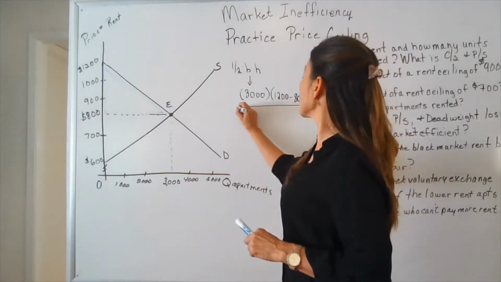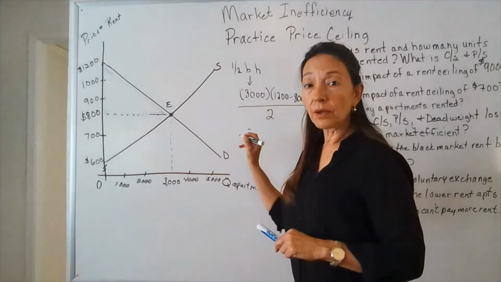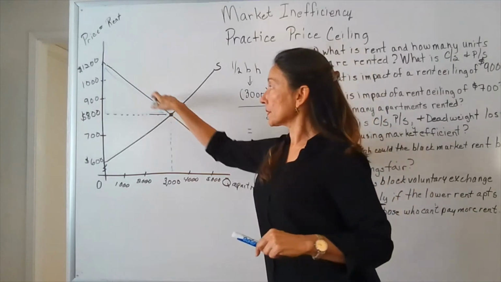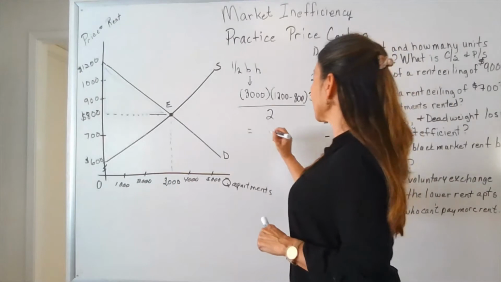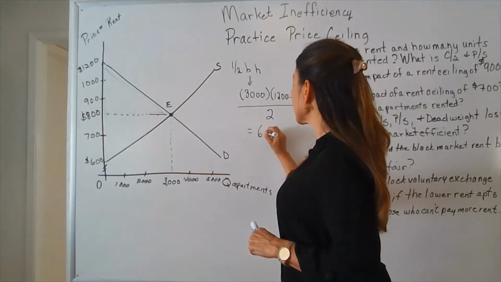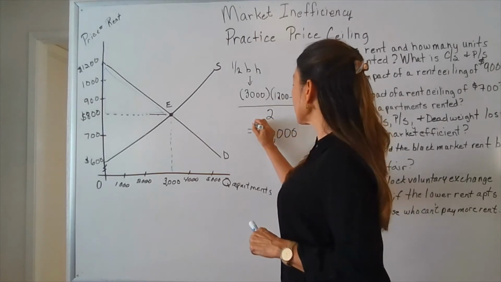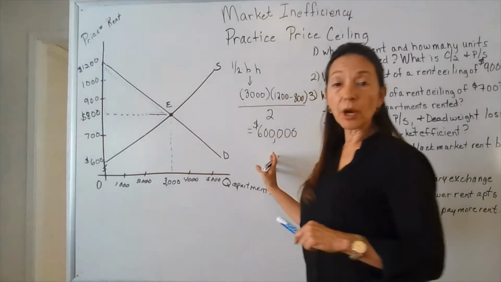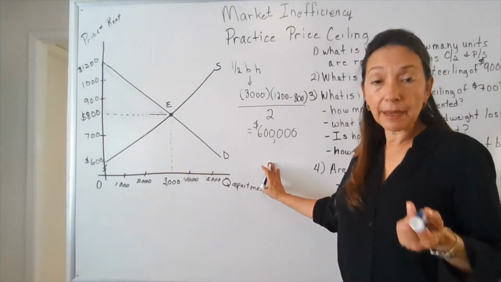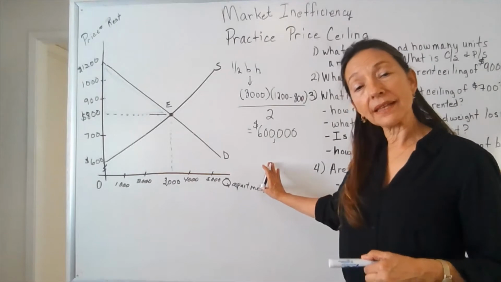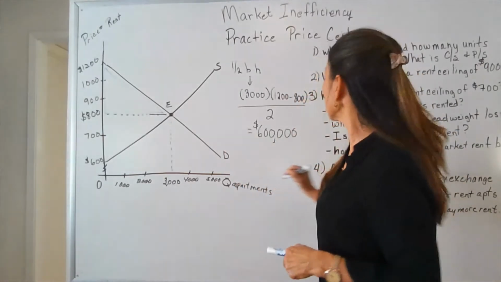We're going to take all of this and divide it by 2. We divide it by 2 because this is like half a box, so it's a triangle. We find that the consumer surplus is $600,000. There is $600,000 of extra value that apartment renters get because they don't have to rent at the price that they're able to rent at. They get to rent at the equilibrium price. So consumer surplus is $600,000.